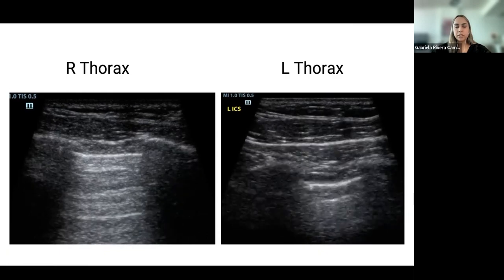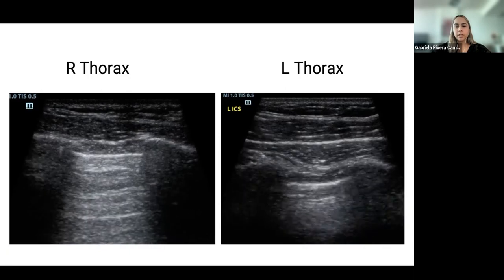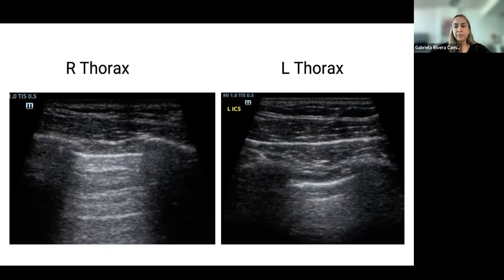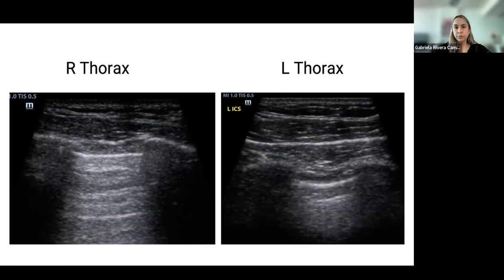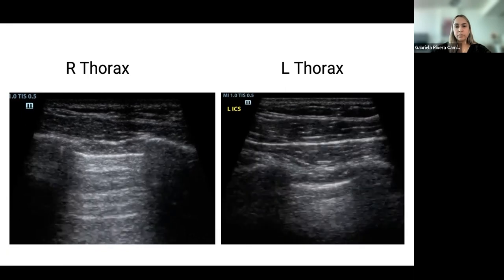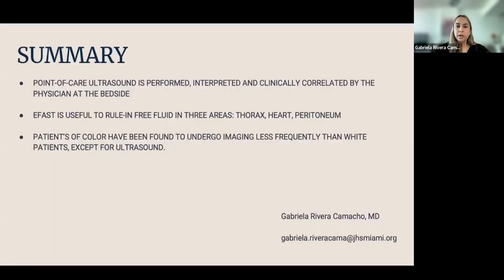So this patient ultimately had a chest tube placed, received IV fluids, and received a blood transfusion. The surgeons took her emergently to the operating room. So in summary, point of care ultrasound is performed, interpreted, and clinically correlated by the physician at the bedside. EFAST is useful to rule in free fluid in 3 areas: the thorax, the heart, and the abdomen. It is also useful to evaluate for pneumothorax. Patients of color have been found to undergo imaging less frequently than white patients, except for ultrasound.